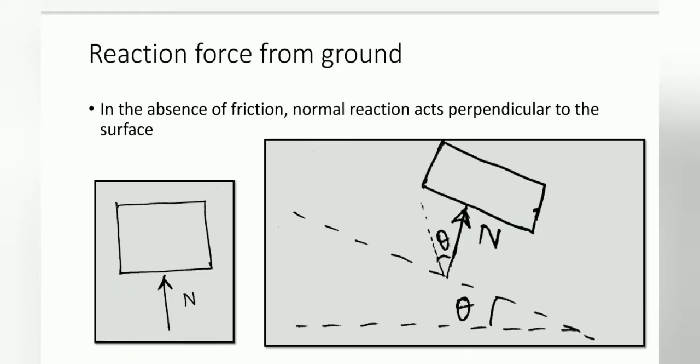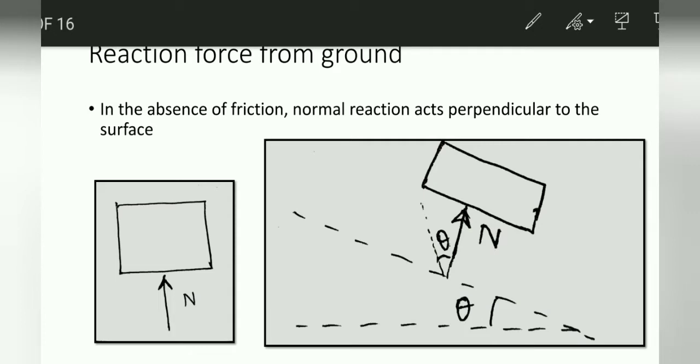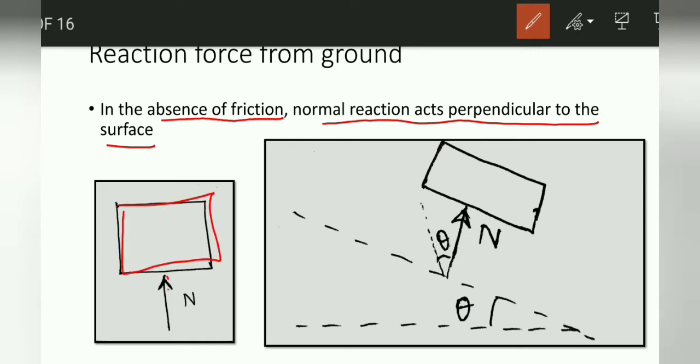Now, what is the reaction force from the ground? In the absence of friction, normal reaction acts perpendicular to the surface, as I have told you already. Suppose I have an object kept on the ground, the normal reaction will be perpendicular to the surface. This surface is here, the normal reaction will be perpendicular.